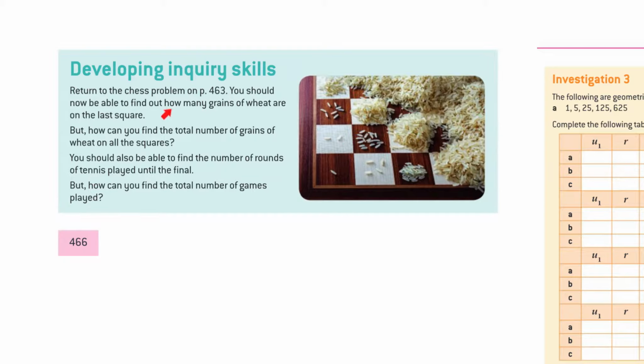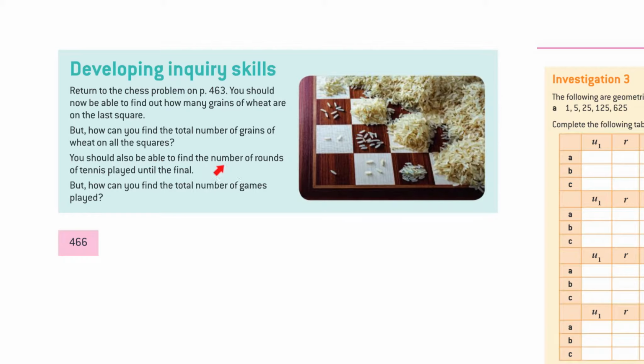Now we know enough already that we should be able to find out how many grains of wheat are on the last square, and we said that there's 64 squares. Okay, so n is 64, and we can find out what is on the last square. But how can you find the total number of grains of wheat on all of the squares?